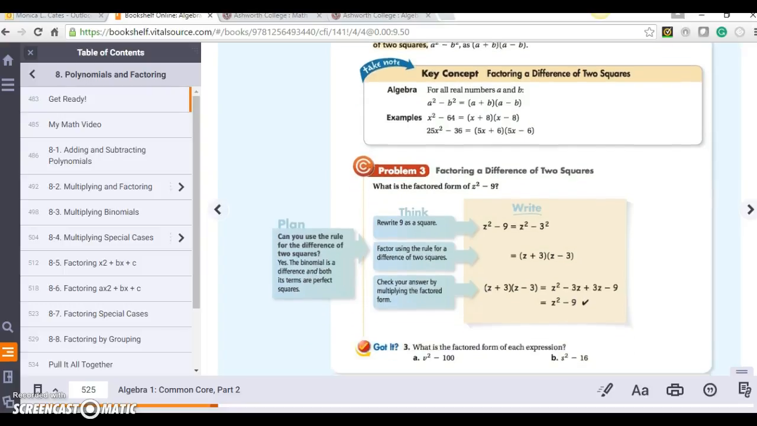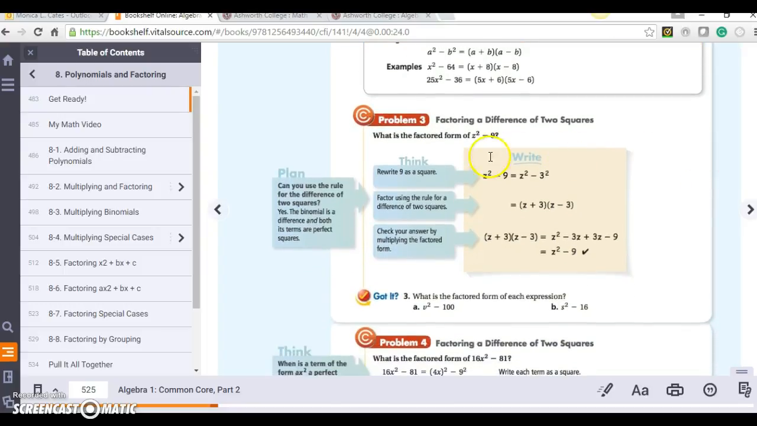So let's look at problem 3. It says, what is the factored form of z squared minus 9? So z squared minus 9, I know that I can rewrite this as z squared minus 3 squared, and I get (z plus 3) times (z minus 3). And once again, I said you can check it, and they did it for us.